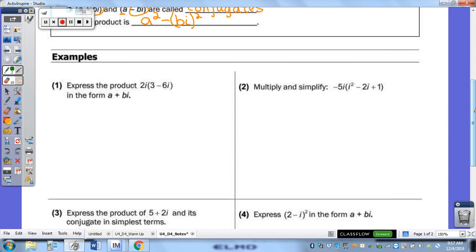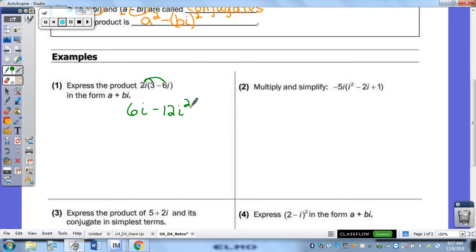So let's take a look at our examples here. We're going to express the product of 2i times 3 minus 6i in the form a plus bi. So this is like what we've done before. Just need to be doing some distribution here. So 2i times 3 will give us 6i. Just multiply those numbers in front. i stays there. 2i times -6i will give us -12 because 2 times 6 is 12. And then i times i gives us i squared.